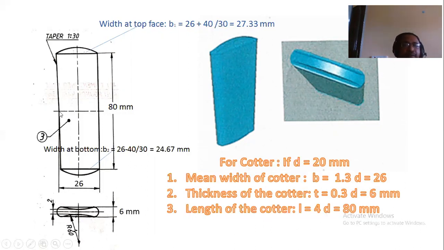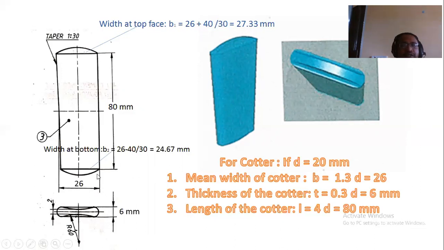First you write the mean width of the cotter, 26. Then take 40 millimeter towards up and towards down. Then from the end of this, calculate the width of the top face. Width of the top face is represented by B1 or B suffix T. It is 26 plus 40 by 30, which gives 27.33. From this point, you take 27.33.